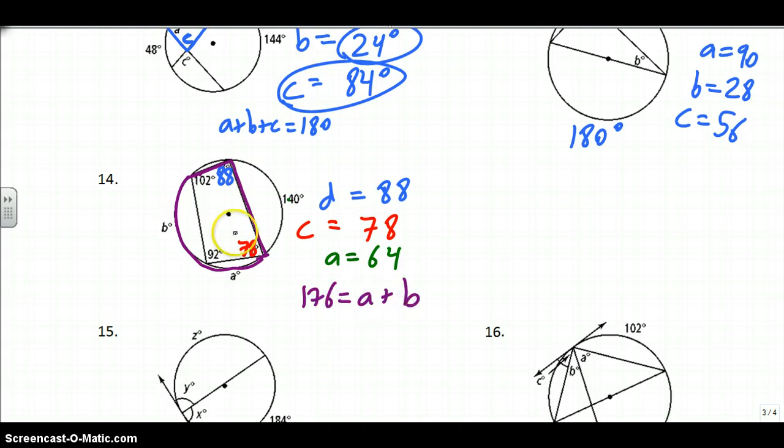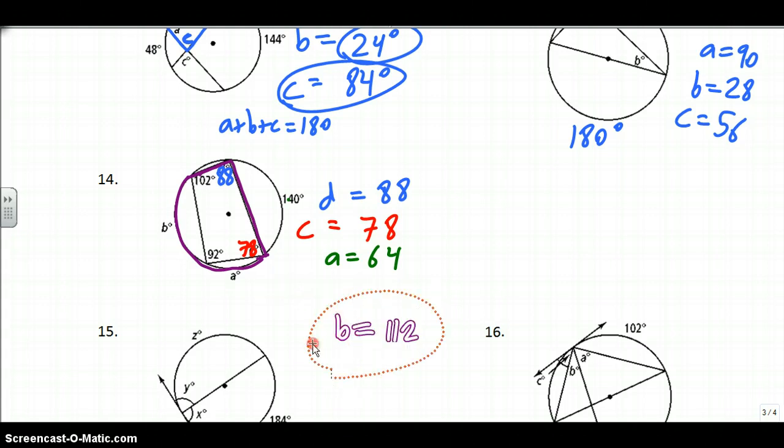But here's the catch. I know what A is. A is 64. So I subtract 64. B ends up being 112 when we solve for that. Okay? So sometimes they might give it to you in an order that you can solve it in. Sometimes they might not. All right?